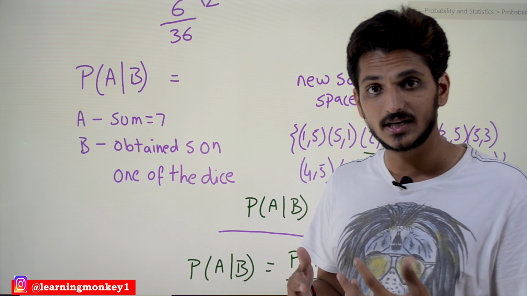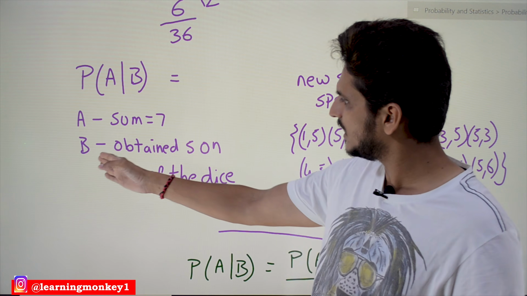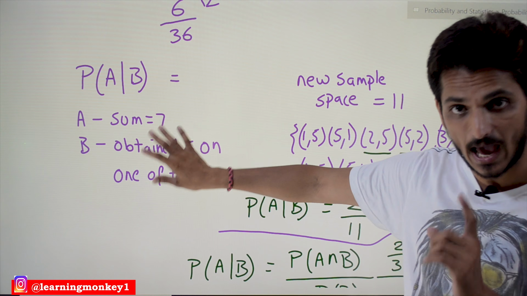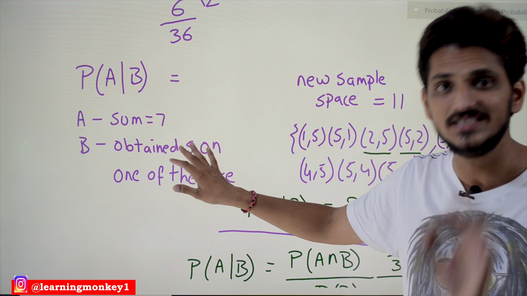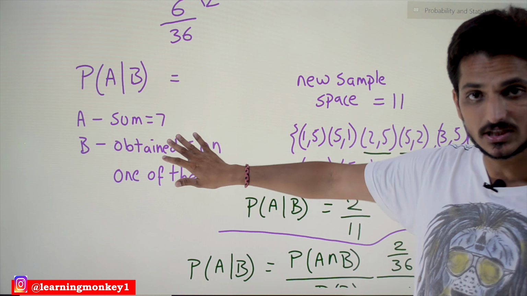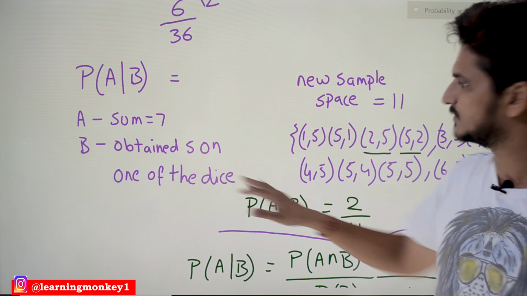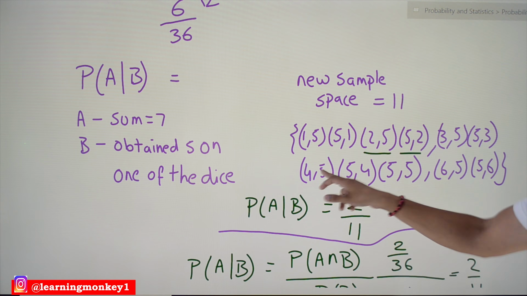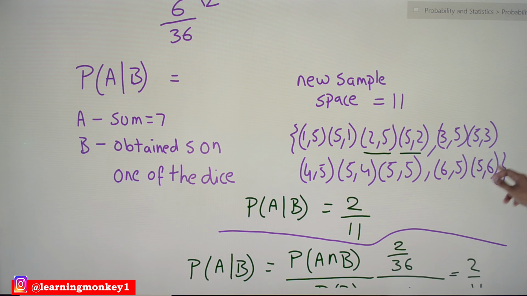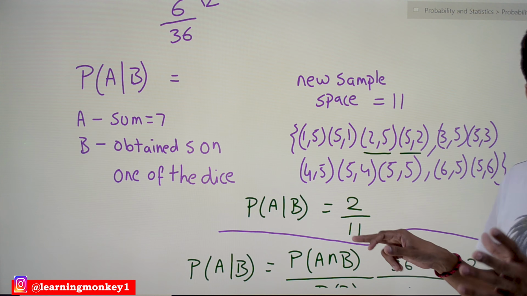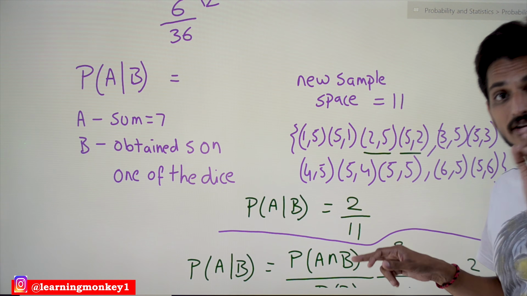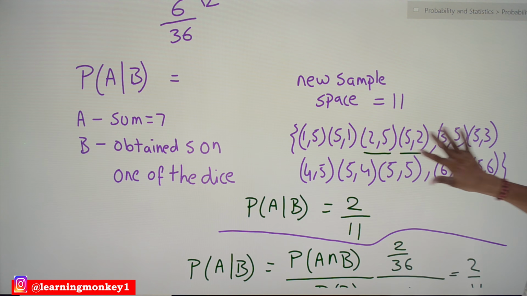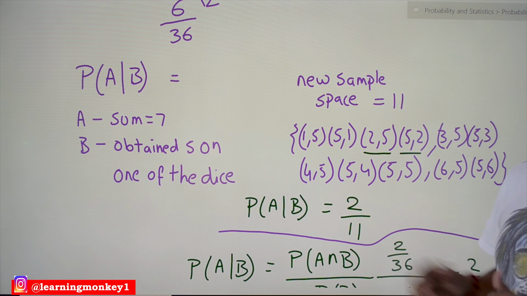It was already said that event B has happened. What's our event B? Obtained 5 on one of the dice. Whenever this event happens, our sample space changes, because this event has already happened. Now our new sample space is 1 5, 5 1, 2 5, 5 2, 3 5, 5 3, 4 5, 5 4, 5 5, 6 5, 5 6. One of the dice has the value 5, so our new sample space is 11, not 36.